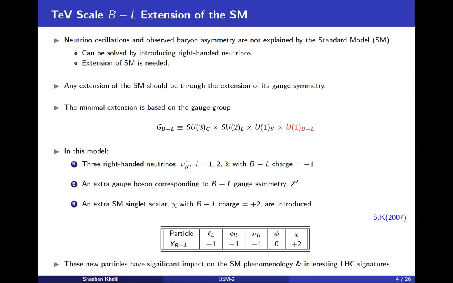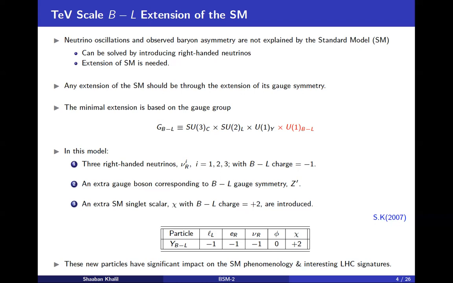So who will break the U(1)? We have to add extra singlets, and the extra singlet scalar, chi, will be charged under B minus L. See that it may have +2 charge to be able to build a term in the Lagrangian. So this is the new particle.